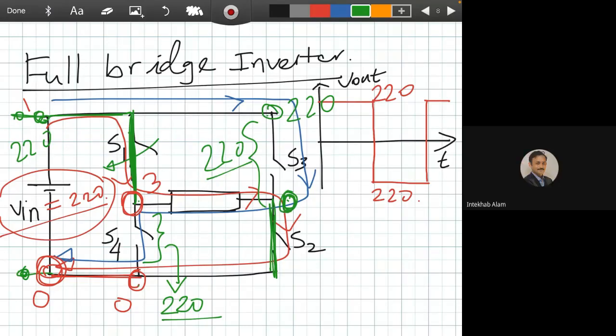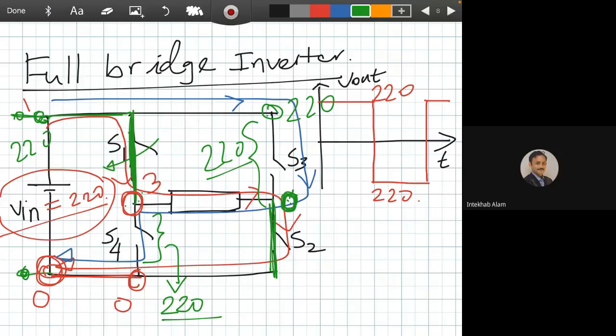Here the green 0 and the red 3 is the load. Green 0 is a 0 and red 3 is 220. So the load will also face 220 volts. Is it okay with you? Is it okay with everyone?